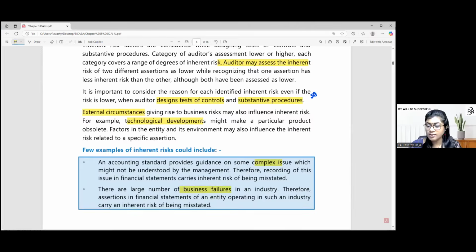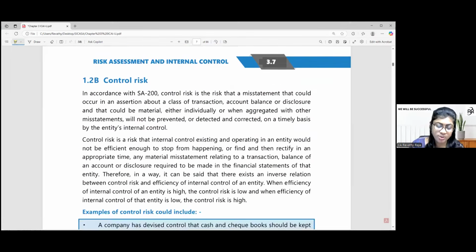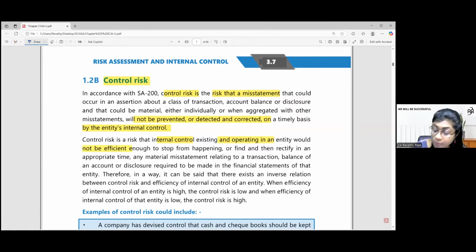Next they are talking about controlled risk. What is control risk? Risk that a misstatement is there which is not detected, prevented, or corrected by controls. Meaning, internal control is existing and operating, but it is not efficient. Meaning, deficiencies are there. Don't you remember we said we linked with 265?